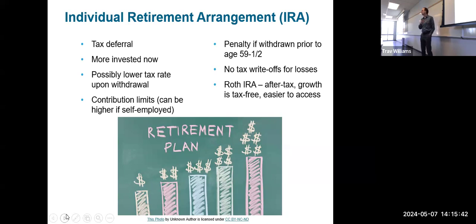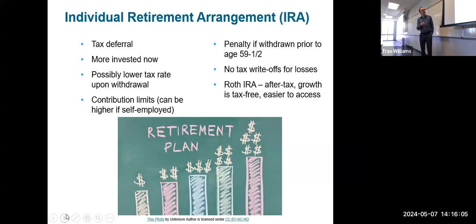If when you do take that money out in retirement, you're not working at that time, you might be at a lower tax bracket than you are now. So even when you do pay taxes, it might be at a lower rate. Nobody really knows what tax rates are going to be in the future, but that's possible.